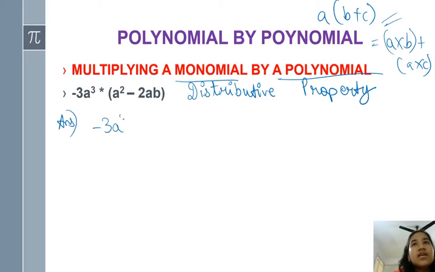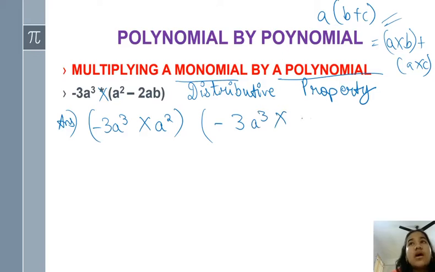Minus 3a cube into a square. This is a multiplication sign, do remember. And minus 3a cube into minus 2ab. Okay, so using this, we are going to do it. Okay, so let's see what the answer is.